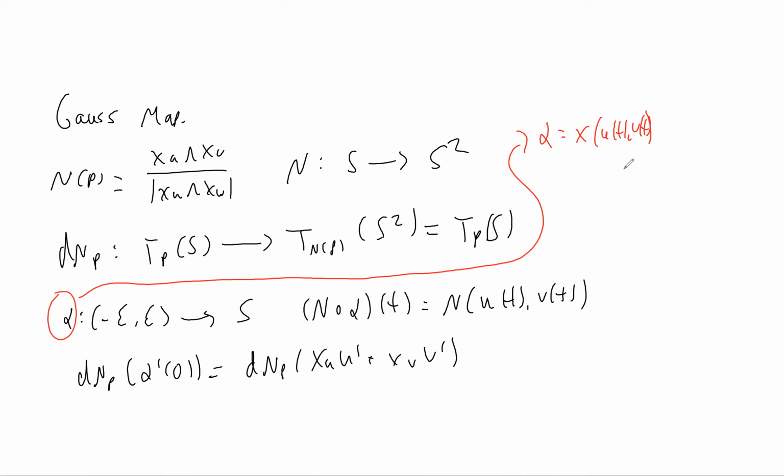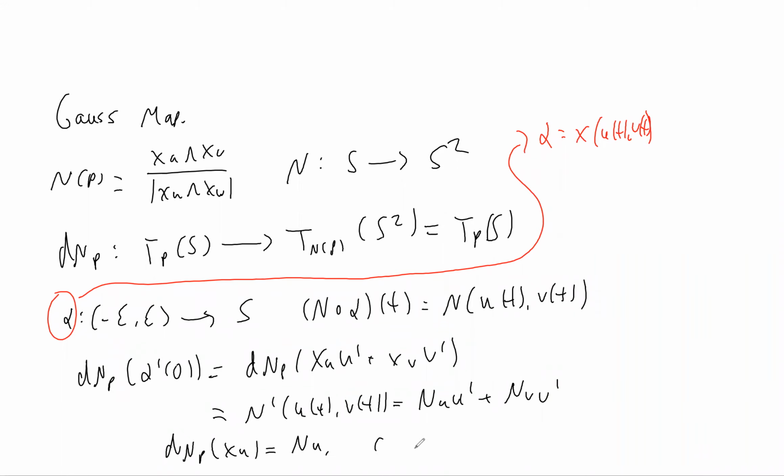So that's the reason we can do this. So this is going to end up equaling this, but this is also equal to N prime of u of t, v of t, which is Nu u prime plus Nv v prime. Right, and because this is a linear operator, we end up seeing that dNp of xu is Nu, and similarly dNp of xv is Nv. So yeah, this is just a couple of computations trying to determine later on what we're going to end up doing. But one thing we should note, right?